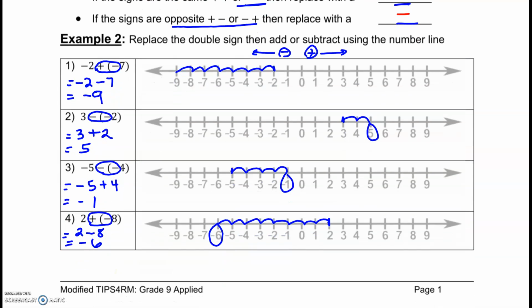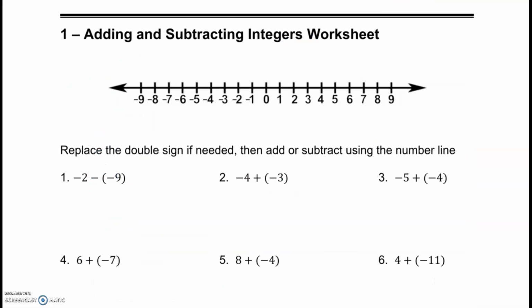All right, now you're going to have a chance to practice on the next page. I have a number line at the top here for you to use. Why don't we go ahead and write right now so that we don't forget, that we know if it's a plus symbol, we move to the right. If it's a negative symbol, we move to the left.